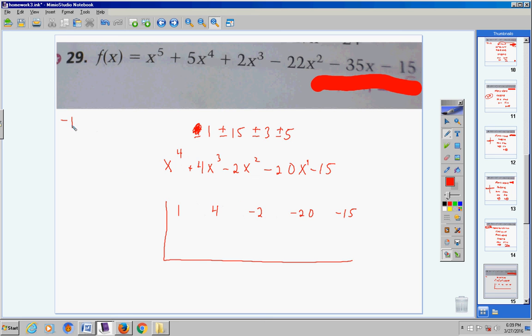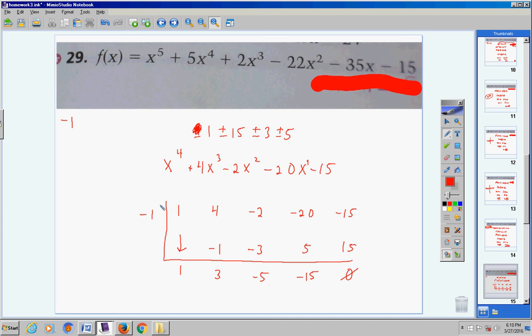Now, we know negative 1 works, but in order to break this down into a 3rd degree, negative 1 might work again. Let's see if it does. Negative 1 times 1, combine. Negative 1 times 3, combine. Negative 1 times negative 5, combine. Negative 1 times negative 15, positive 15. Look at that, it did work. I didn't think it was going to. I kind of paused right there because I didn't think it was going to. I was surprised that it actually worked, but it did.